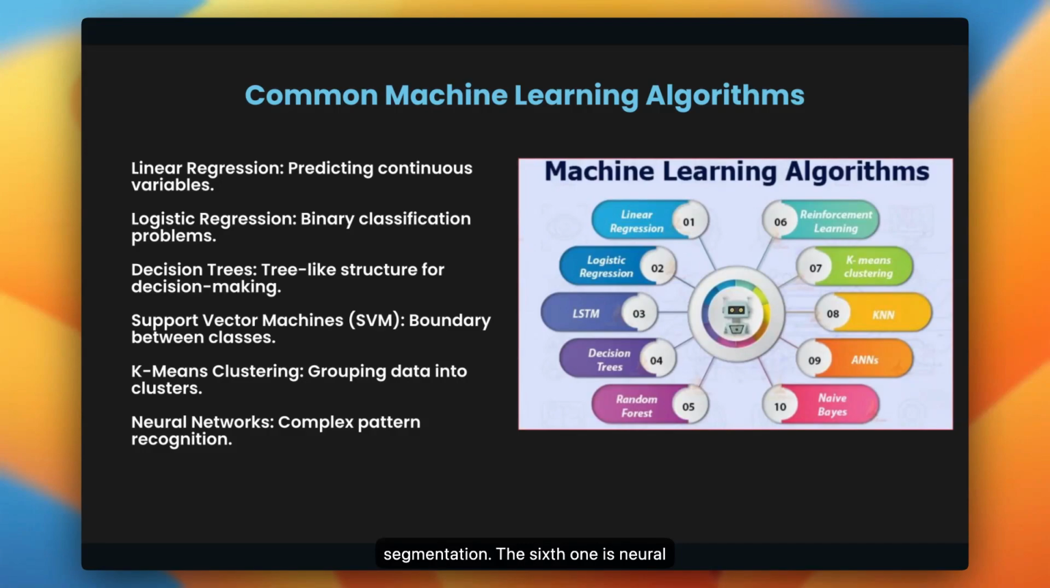The sixth one is neural networks, which is also very popular and you might have heard of it. So its purpose is to model complex patterns and prediction problems, and it basically copies how neurons work in our brain. And some use cases are speech recognition and image recognition. And each algorithm has its strengths and is suitable for different types of problems.